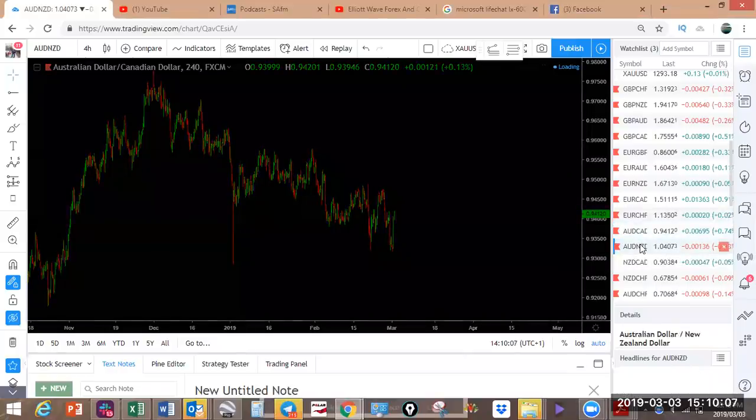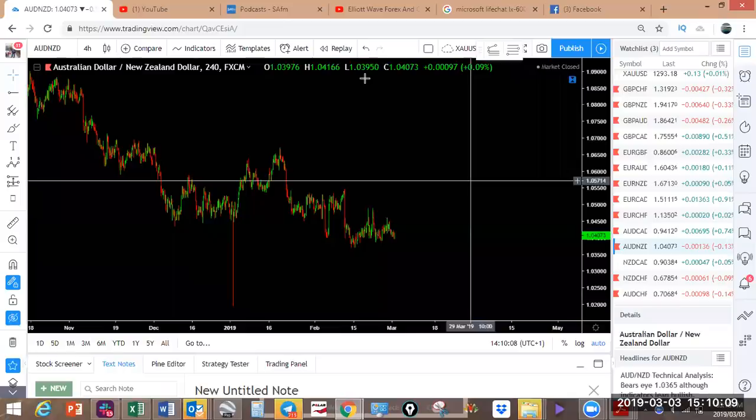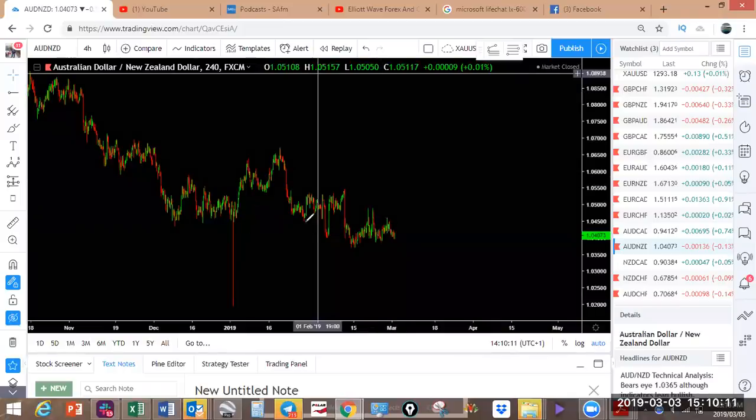AUDCAD also has a pulsing move there. We're still looking at this as a correction, and then we'll look for this to push higher. Okay, it's a pulse, it's a correction. Watch these structures. New Zealand CAD.